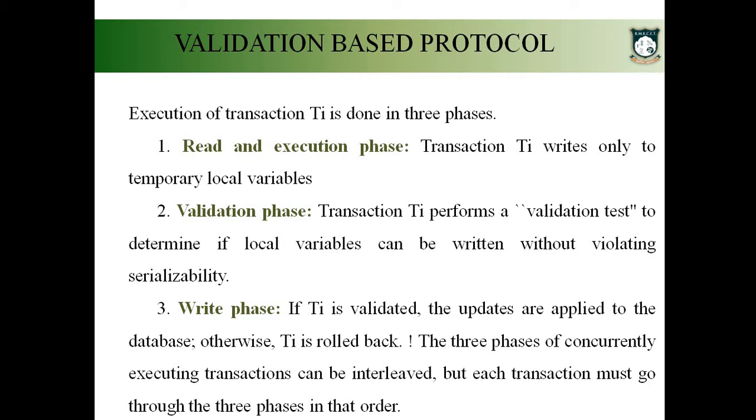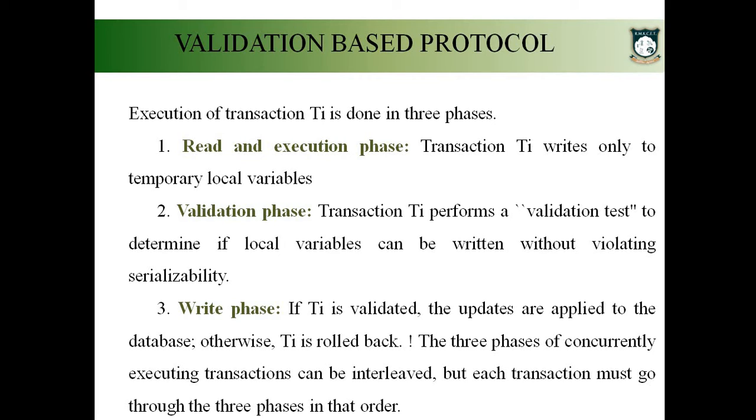Is it okay? So to summarize, there are three phases. A transaction will start from the first phase, then the second phase and the third phase. In the first phase, read and execution phase, a transaction can read the data values and do some manipulation and compute some results, but these results will be available only in the local variables. Then in the second phase, that is validation phase, the transaction will validate whether the results it has in its local variable can be taken to the database or not.